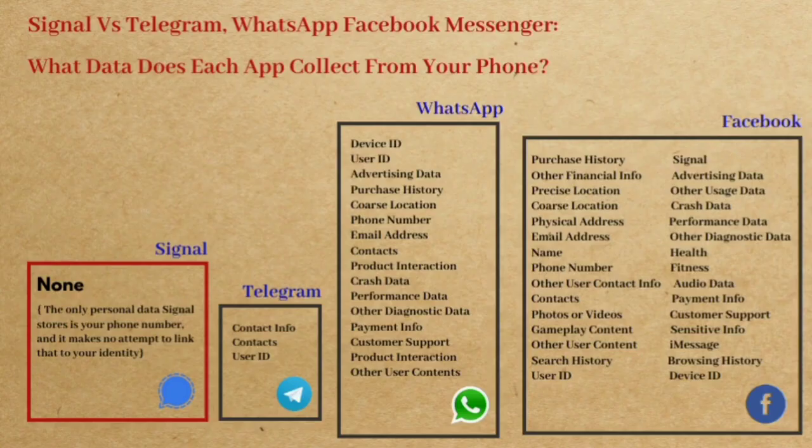At this point, I would like to share an interesting fact on what data other famous messenger apps like Telegram, WhatsApp, and Facebook collect from your phone. Here you can see that the only personal data Signal stores is your phone number. As I said, this is the main reason that people are switching to Signal.